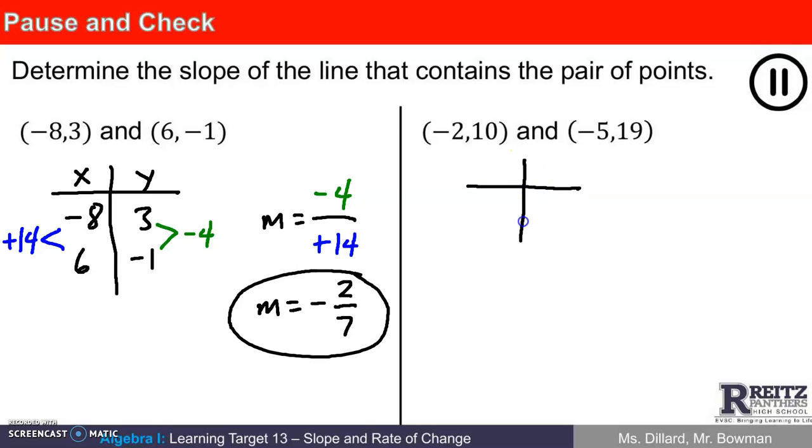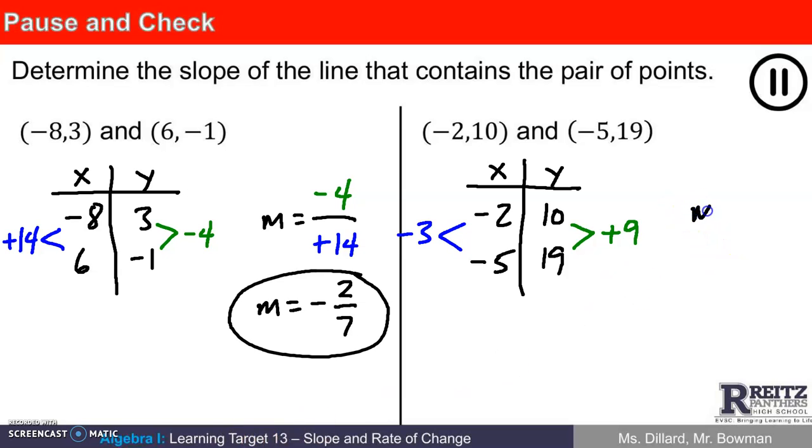Let's look at this one. We want the slope of the line that contains -2, 10. Let me write that. -2, 10. And -5, 19. So let me find my delta x. What can I do to -2 to get to -5? You know, this is actually less than -2, so I need to subtract 3. -2 minus 3 is -5. What could I do to get from 10 to 19? I could add 9.